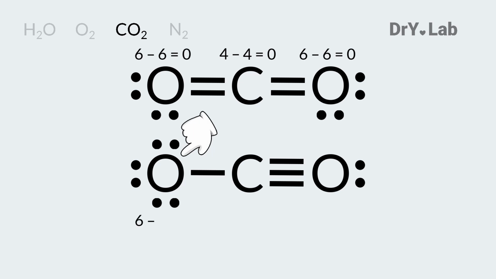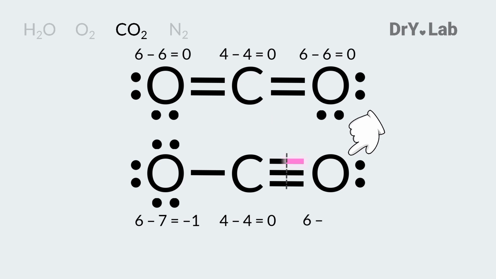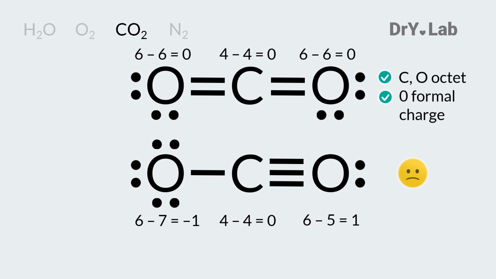Oxygen has 6 valence minus 1, 2, 3, 4, 5, 6, split the bond, 7, minus 1. Carbon has 4 valence minus split the bond, 1, split the bonds, 2, 3, 4, formal charge of 0. And then this other oxygen, split these bonds 1, 2, 3, and then lone pair 4, 5, plus 1. In this structure, we have non-zero formal charge. There's a -1 and a +1. Even though we have an octet, if we can get to zero formal charge, then that's a better structure. The correct answer is carbon double bonded to each of these two oxygens.